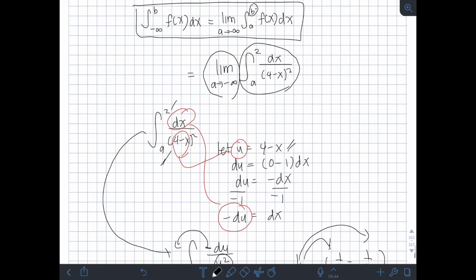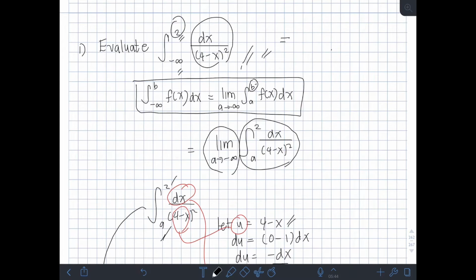So, therefore, our answer for this improper integral is simply 1 half. So, this means our improper integral is convergent and it converges to the value 1 half.